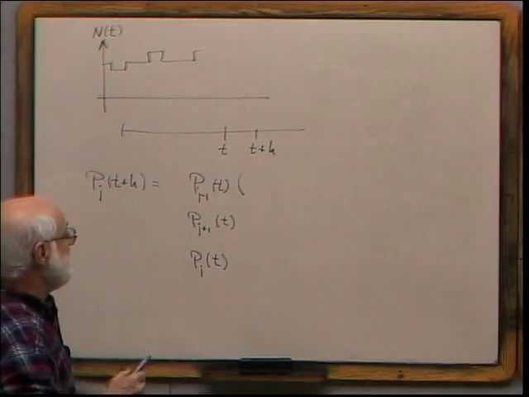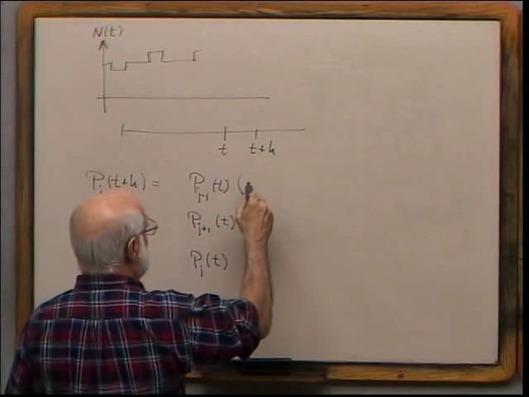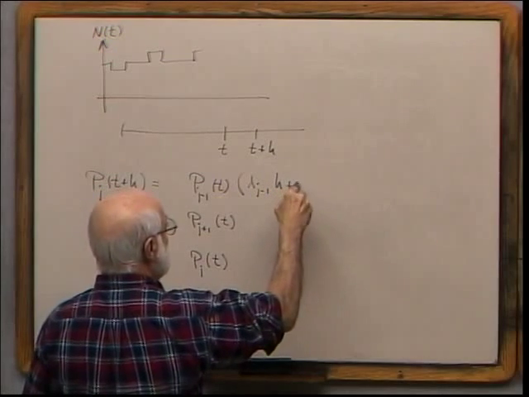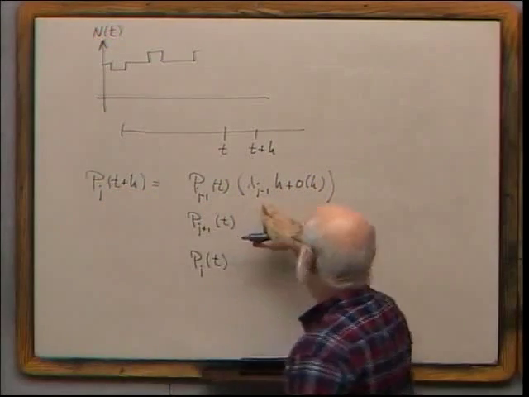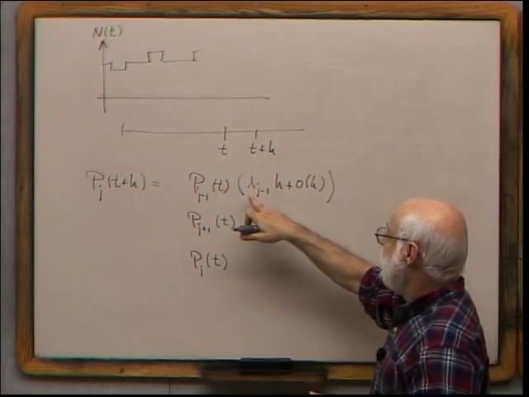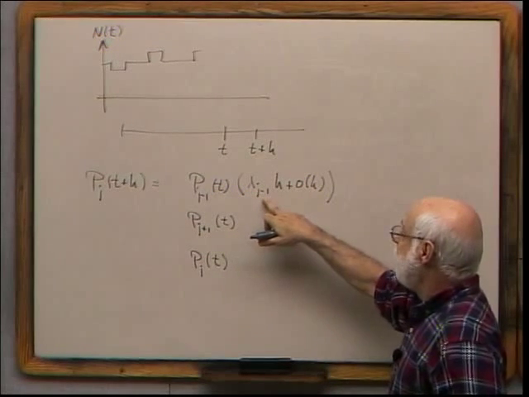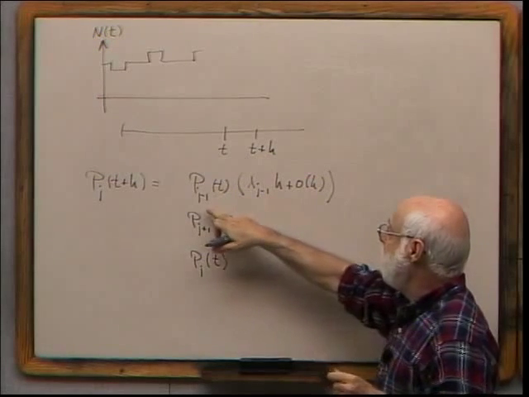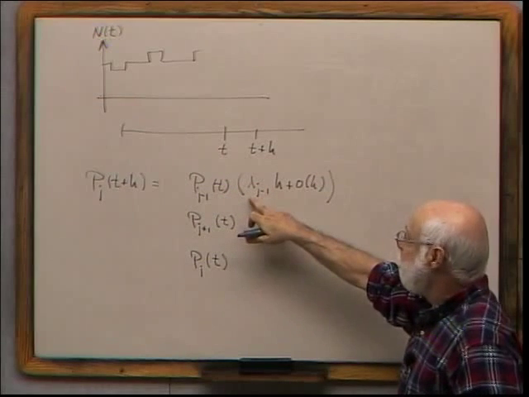So that means that this so-called transition probability is going to be given by lambda sub j minus 1 h plus little o of h. Okay, the lambda sub j minus 1, that's a so-called birth coefficient, and we'll specify the particular lambdas later. And the subscript means that I'm allowing that coefficient to depend on the state of the system at the beginning of the interval. It's the proportionality constant.